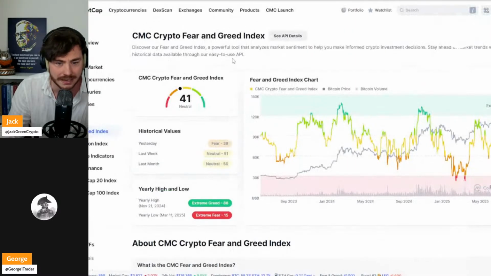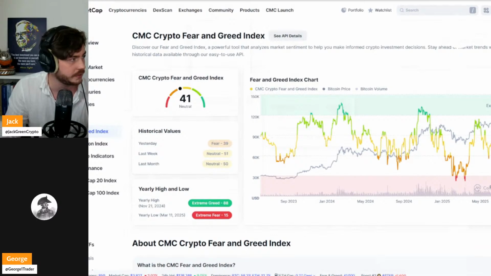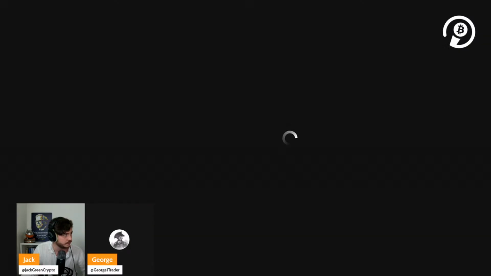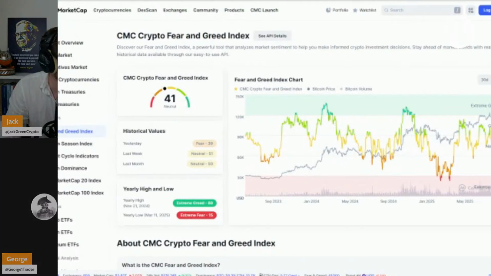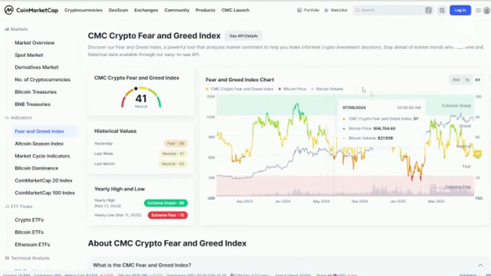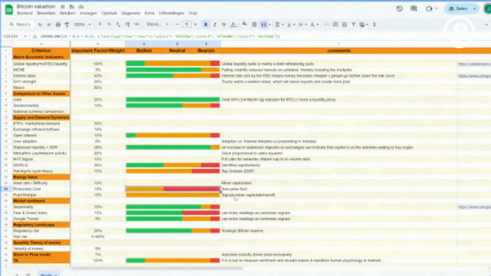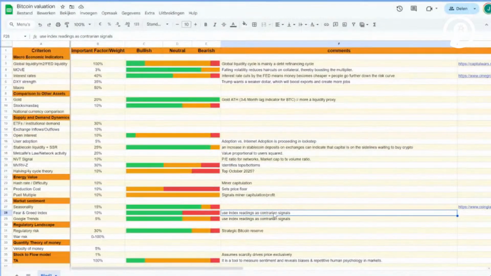The next thing on my list is the crypto fear and greed index, and maybe I'm gonna show it on this screen. At the moment, we're in fear. And to me, this is good. Why? Because you use this as a contrarian signal. When you have a lot of fear, that's usually a good buy signal.